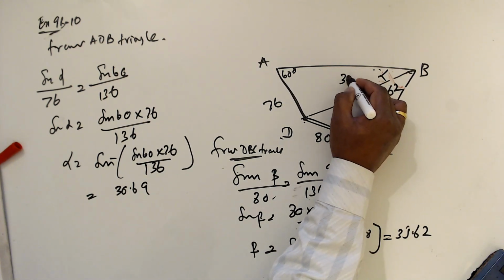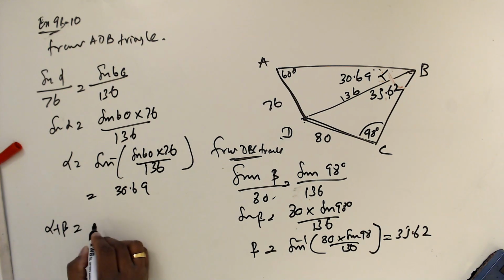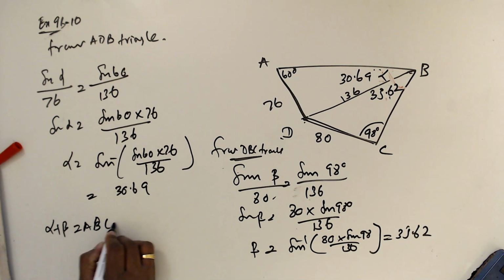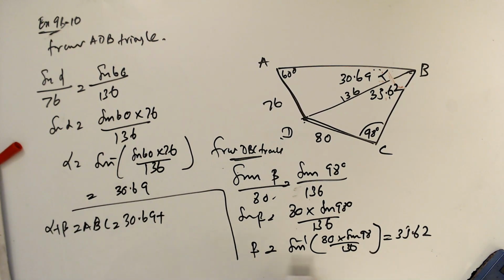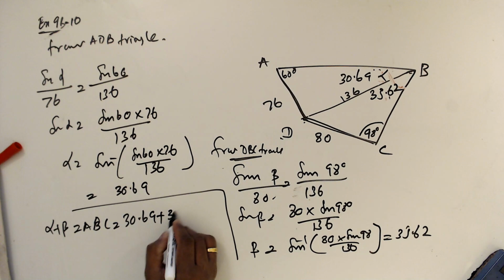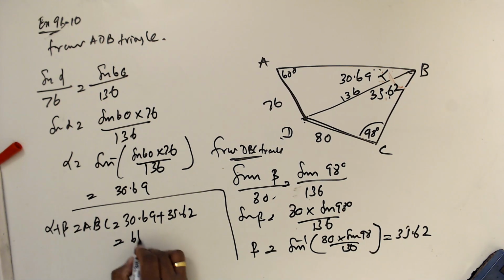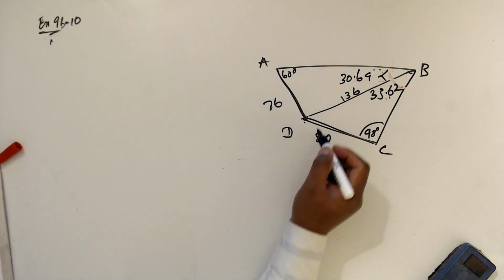This is 30.69. Now alpha plus beta equal, ABC triangle equal 30.69 plus 35.62, which is 66.31. Now we want to find the length of AB.